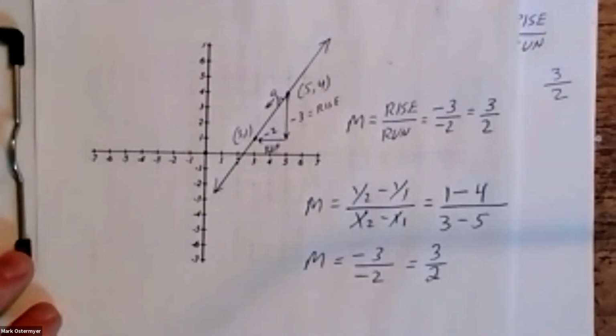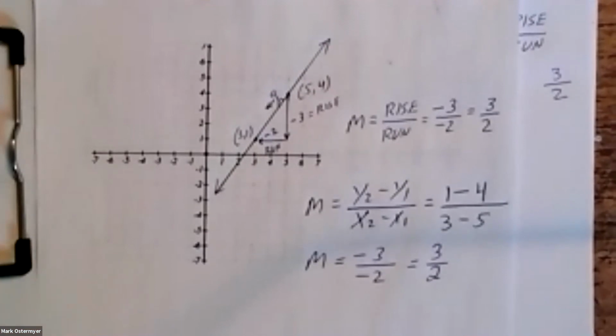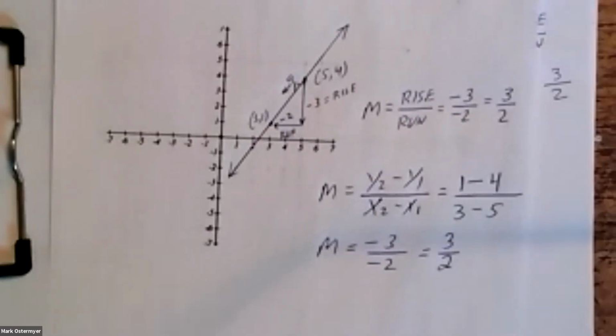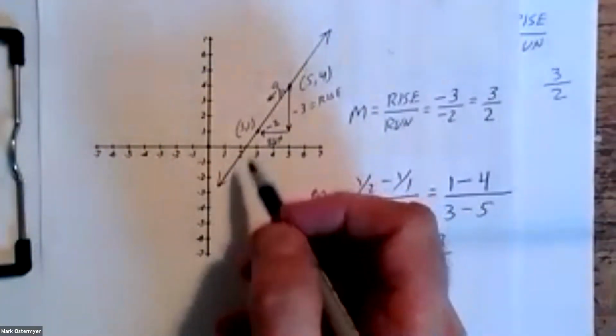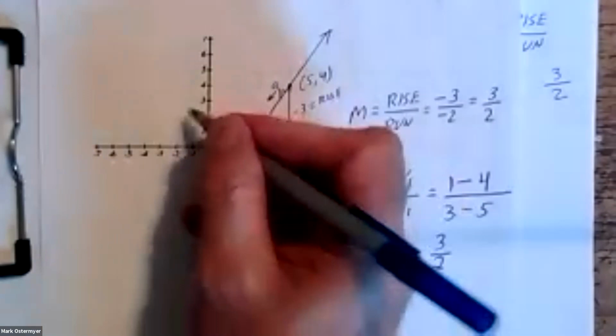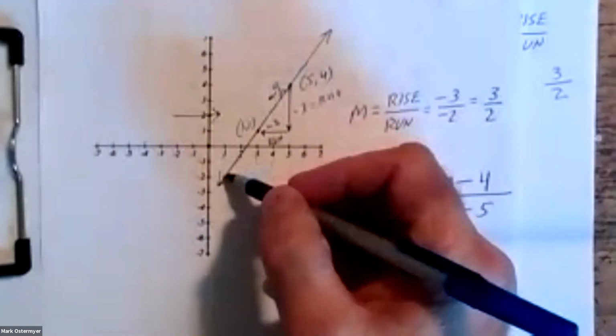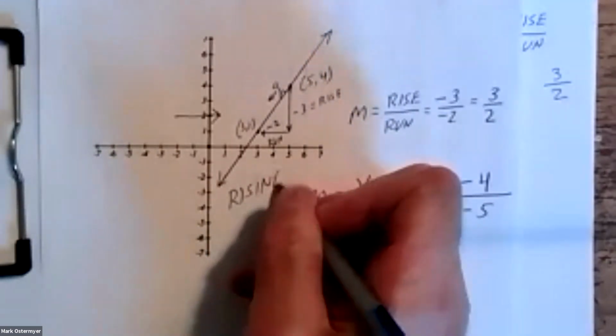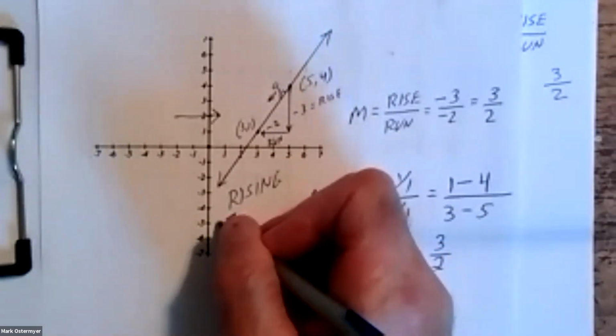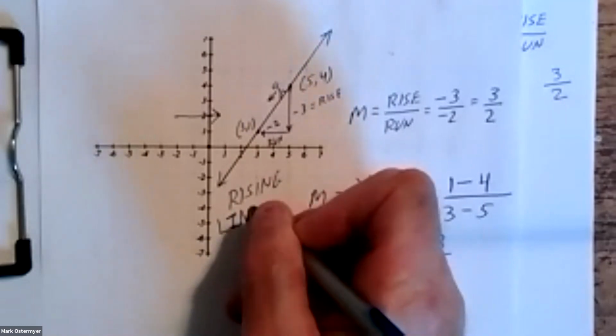What kind of a line is this? Is this a rising line, a falling line, vertical line, or horizontal line? What kind of a line is this here? As we move from left to right, notice we are rising, and rising lines always have what kind of slopes? Positive. Yep, so this is a rising line. So the slope is positive, and that's why its slope is +3 halves.